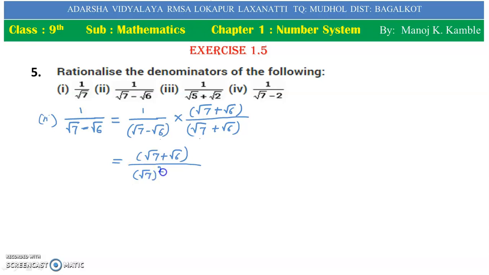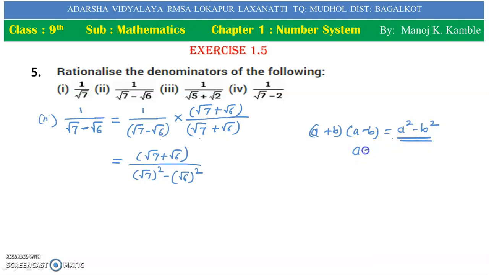I will write first and explain later. Whole square. Okay, come to this part. Here, square root of 7 minus square root of 6 into square root of 7 plus square root of 6. So this is in the form of a plus b into a minus b. So the formula or identity for this one is a square minus b square.